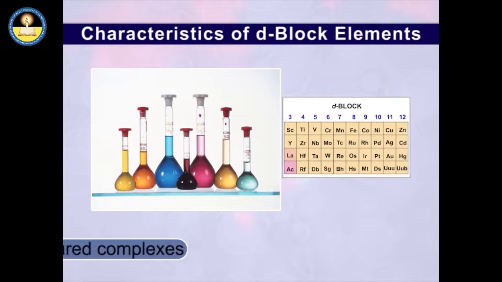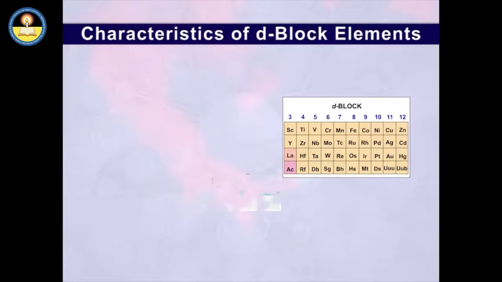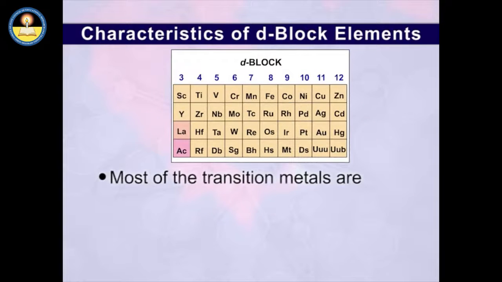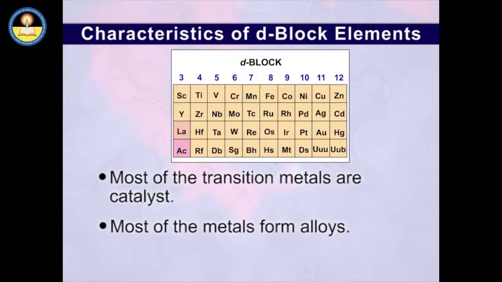They form colored complexes. Most of the transition metals are catalysts. Most of the metals form alloys.